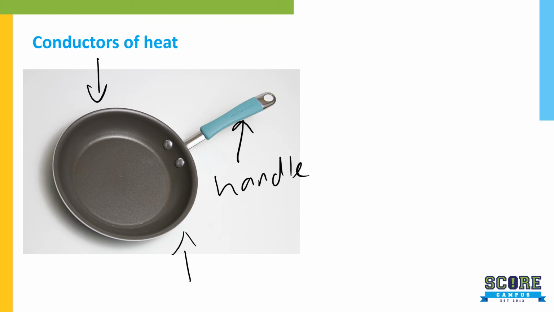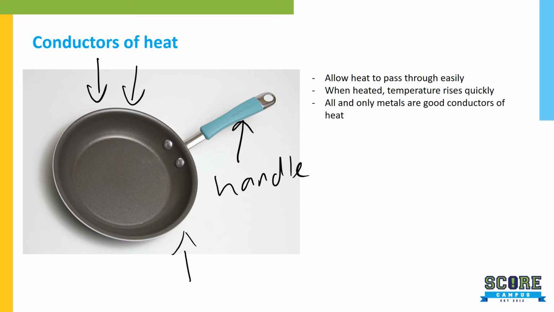So the reason why is because this part is made of a material which is a conductor of heat. A conductor of heat allows heat to pass through it easily. When it is heated, the temperature rises very quickly. All and only metals are good conductors of heat. So this part of the frying pan is also made of a metal. Examples of metals are iron, steel, aluminium, copper, mercury, gold. So take note that only metals and all metals are good conductors of heat.